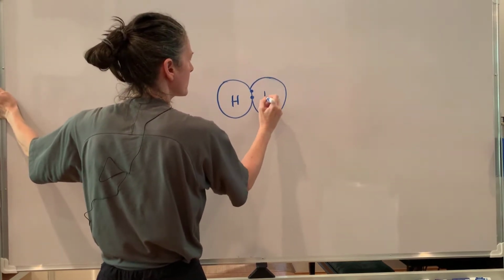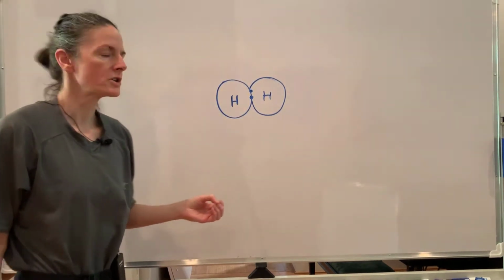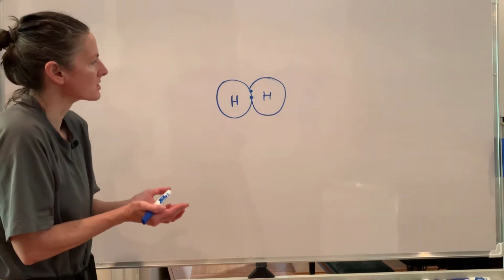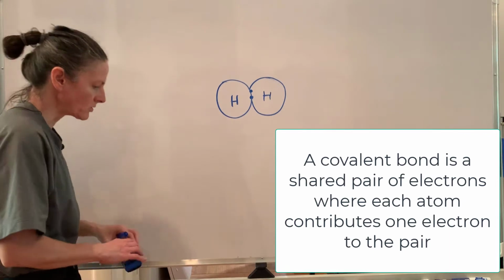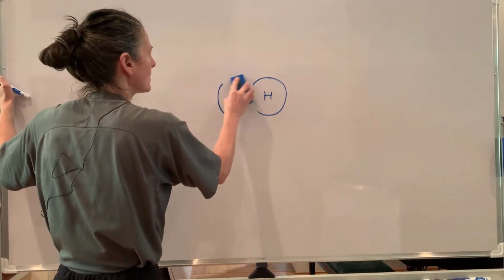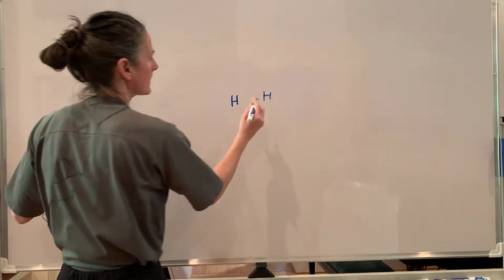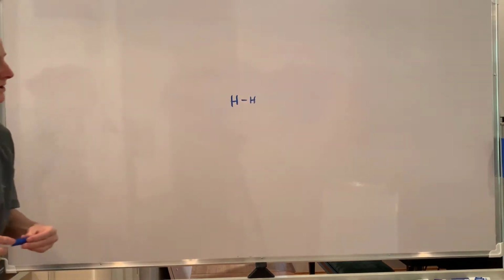So now each of them has a full outer shell, or a full valence shell. So in essence, they have merged their valence shells, and hence the term covalent. Now, in order to make this simpler and not have to write out all of these dots, we can abbreviate this with a single line. So we can denote a covalent bond by a line.